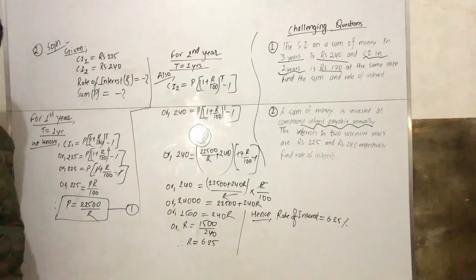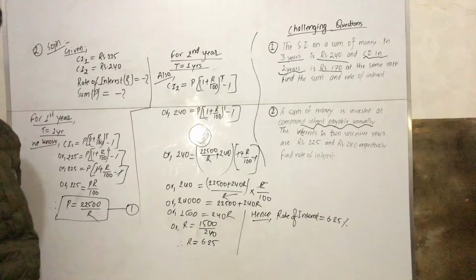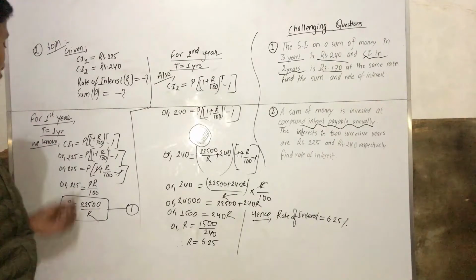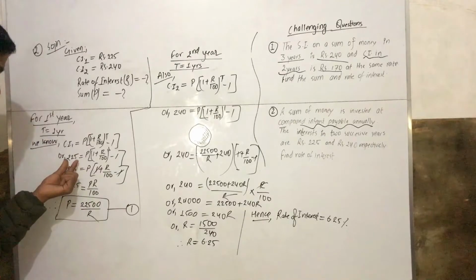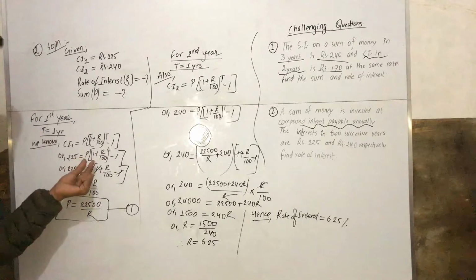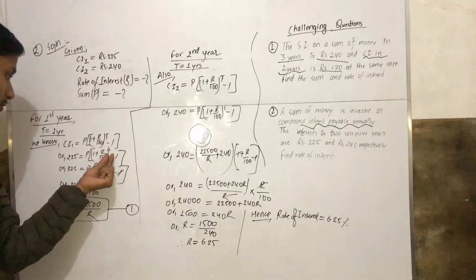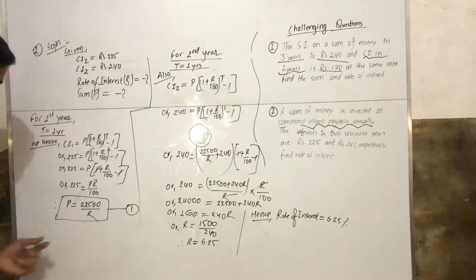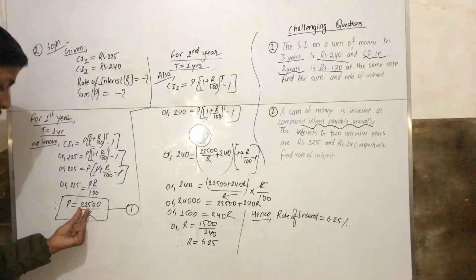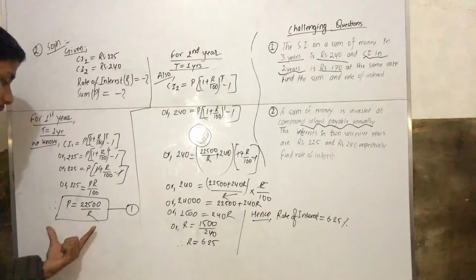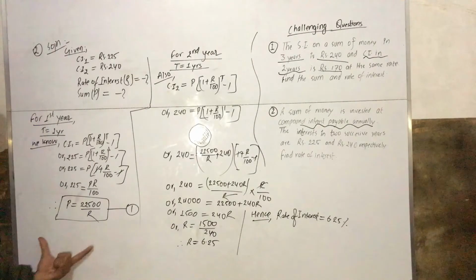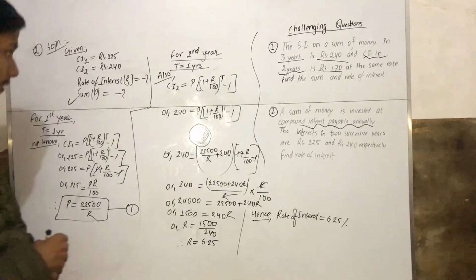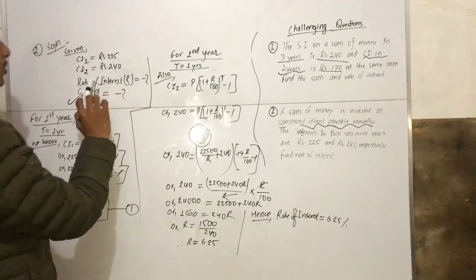And here, instead of CI for the first year, we have put 225 as the compound interest for the first year. I have put the value T is equal to 1, and simplified, and P is equal to 22,500 by R. This is the value of principal, that is P. We have achieved our one goal. We have finished our one goal. Our next goal is to find the rate of interest.